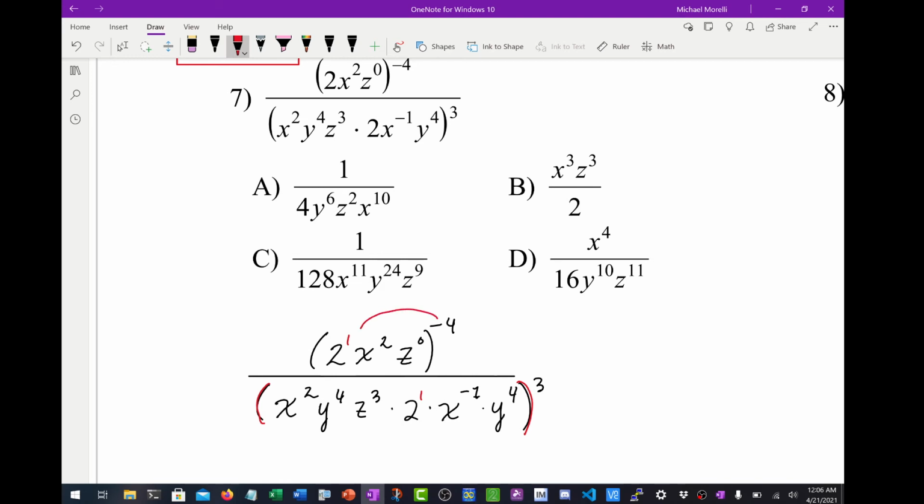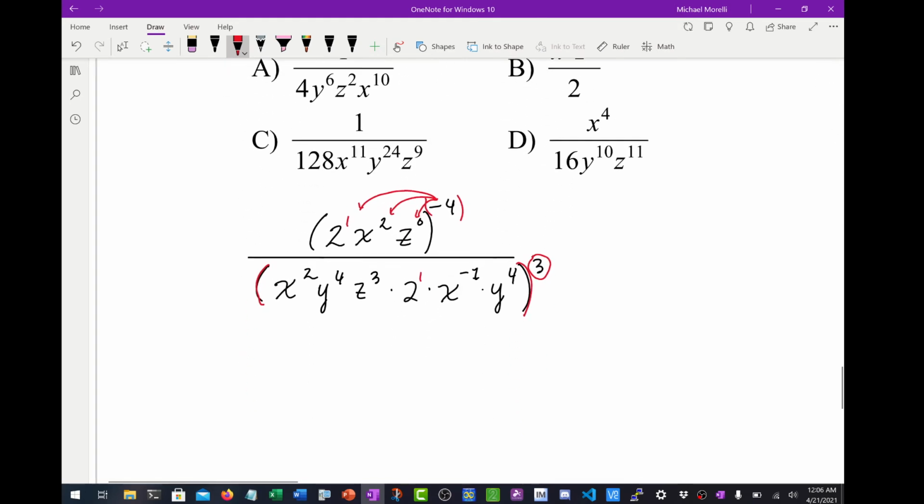We'll start on top by multiplying negative 4 times all of these exponents. We'll go ahead and do the same thing on the bottom. It's hard to draw, but I'm going to distribute this 3 to all the exponents down here as well. Okay, just not going to draw the lines because it's too tight. So this is going to equal on top 2 to the 1 times negative 4 is 2 to the negative 4, times x raised to the power of negative 8, 2 times negative 4 is negative 8, times z raised to the power of 0 times negative 4, which is just 0.